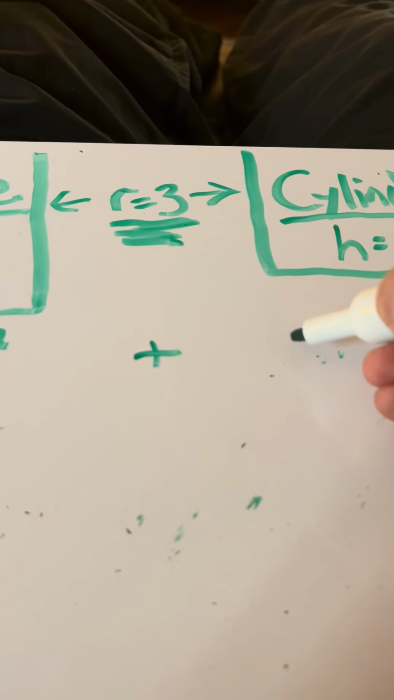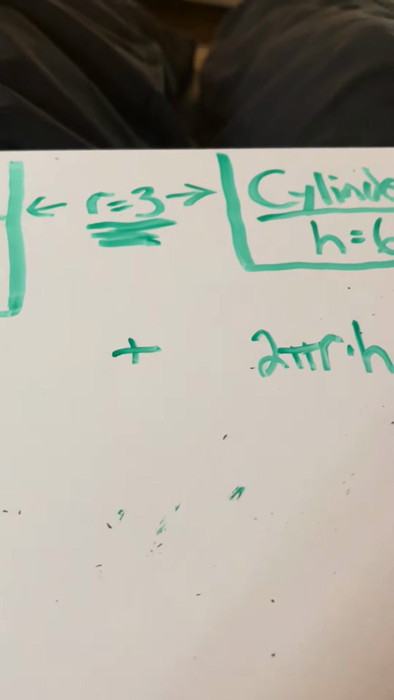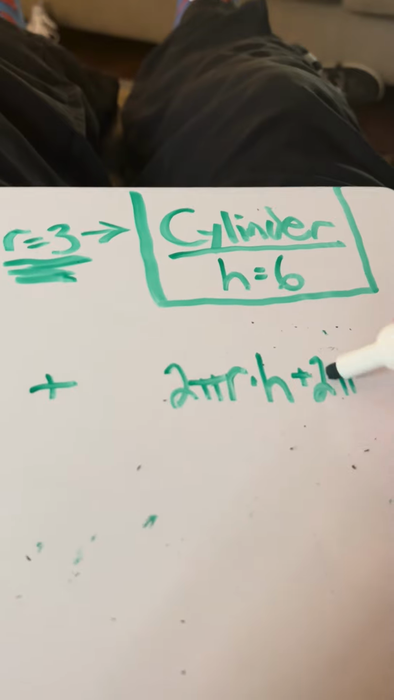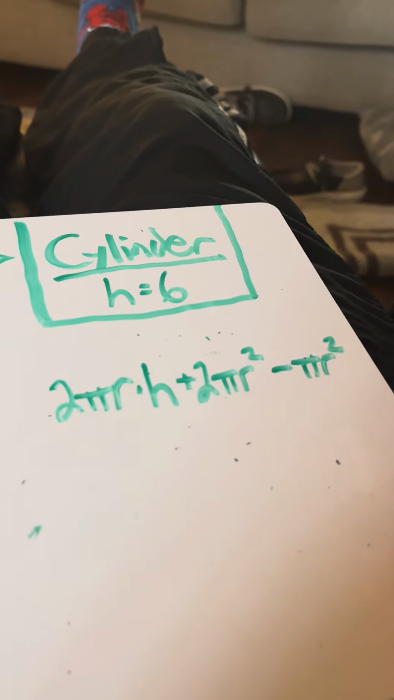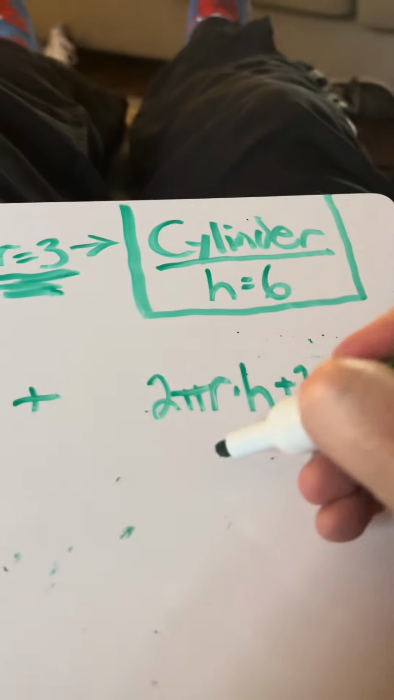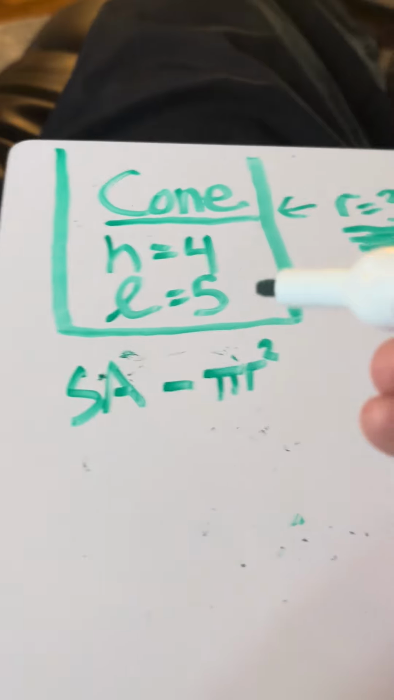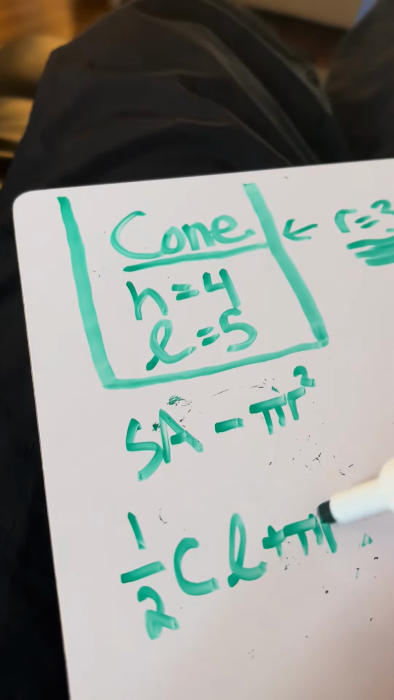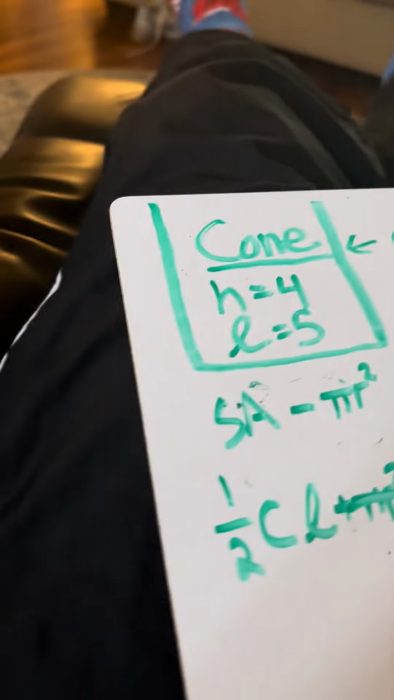So the cylinder is going to be the lateral area of the cylinder, which is 2 pi r times height, plus 2 pi r squared. That would give us the entire surface area, but then we're going to subtract one of those circles. Let's go ahead and do this. So the surface area of the cone is going to be 1/2 circumference times slant height plus pi r squared. And then we will subtract the pi r squared. Well, those are clearly going to cancel out.